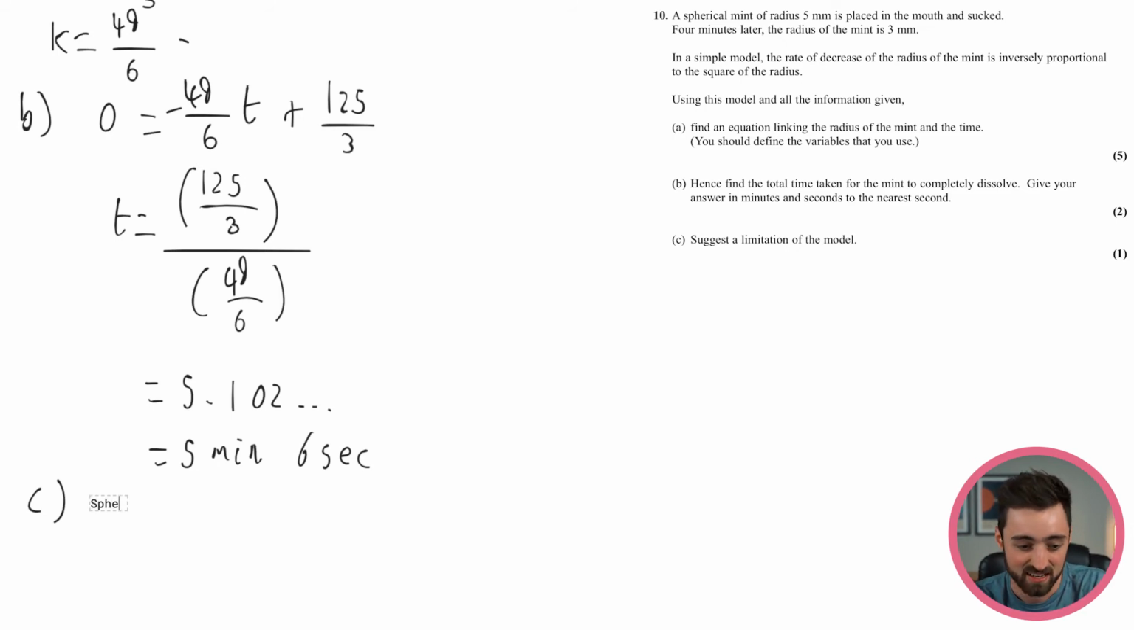So I would say the mint would likely not retain the shape of a perfect sphere all the way until it dissolves, essentially. And I believe that would do us for question 10. Yeah, a bit of a weird one.